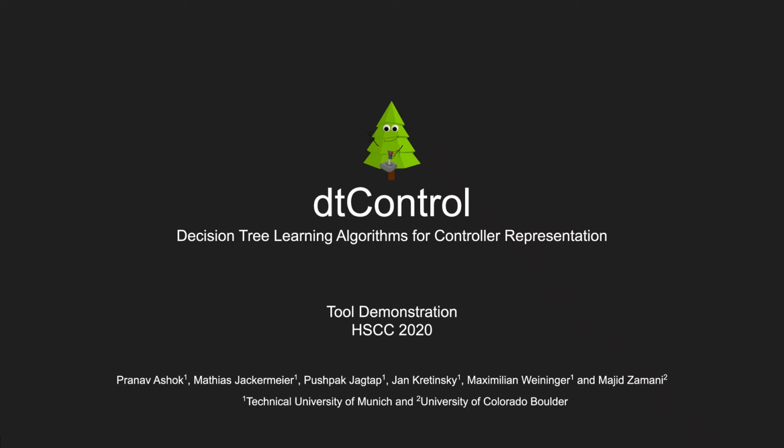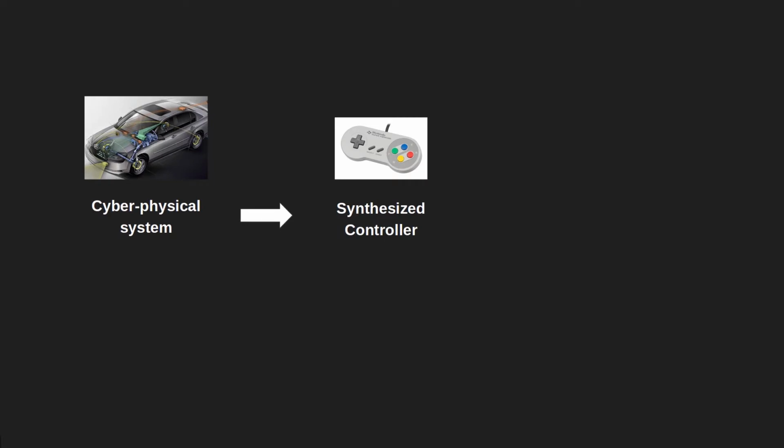Welcome to the demonstration of our tool dtControl, which can help you represent your controller as a decision tree. To understand why you want to do that and how that works, let's take a look at the big picture. Assume you have a cyber-physical system and you have already synthesized a controller for that with your favorite tool.